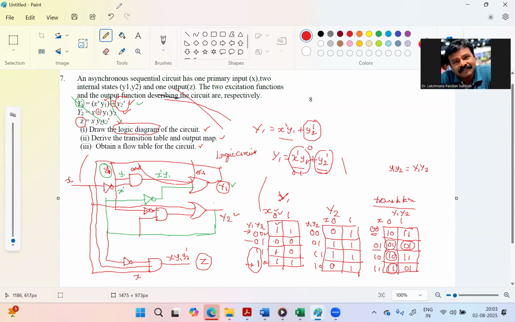So this is unstable. Here, in y1 y2 is 0 0, then it won't stay at 0 0 for either input 0 or 1. It will go to another state, then from that state it may go to the stable state. So most of them will go to a stable state, right? Then we have to draw the flow table. So the flow table, we have to draw the flow table, right? So that one is here.